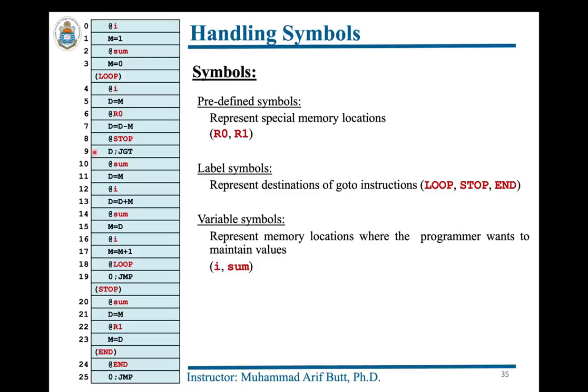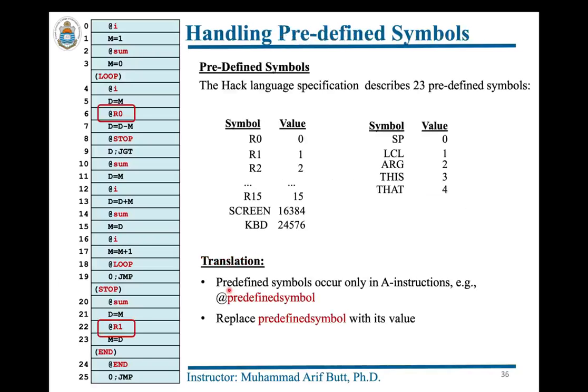If we see this Hack assembly code, we can make out that there are two predefined symbols, R0 and R1, three label symbols, loop, stop and end, and two variable symbols, namely i and sum. Let us see how to handle the predefined symbols first. The predefined symbols occur only in A instructions, and we simply replace them with their corresponding values. So in this sample code, this @R0 will be translated to @0, and this @R1 will be translated to @1.